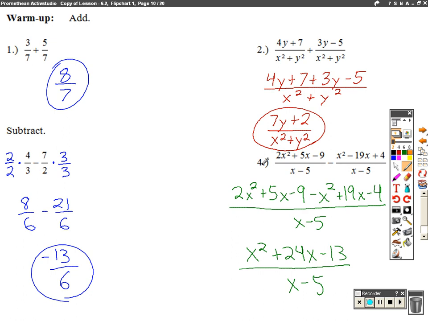Same thing over here in number 4. The only thing you have to watch out for is, since we're subtracting here, you have to distribute the minus to all terms in that second numerator. So positive x squared becomes minus x squared, negative 19x becomes positive 19x, and positive 4 becomes minus 4. Then you collect your like terms, and your final step, just like we discussed in section 6.1 on simplifying rational expressions, you need to continue to simplify this. You need to try to factor the numerator, factor the denominator, and cancel out common factors. But you'll notice in this numerator we cannot find factors of negative 13 that add up to 24, so we are done. It does not factor.